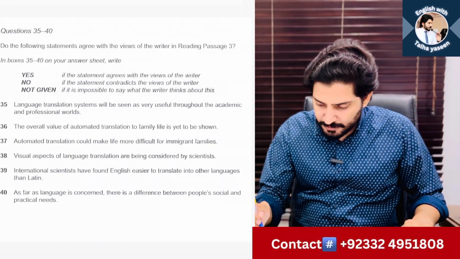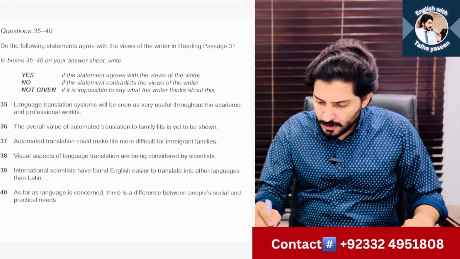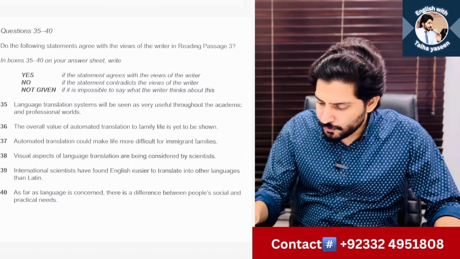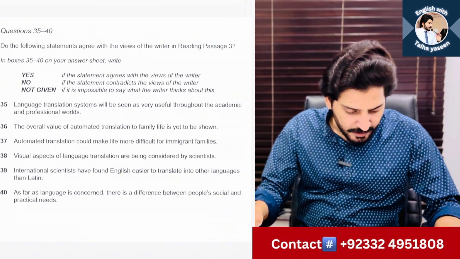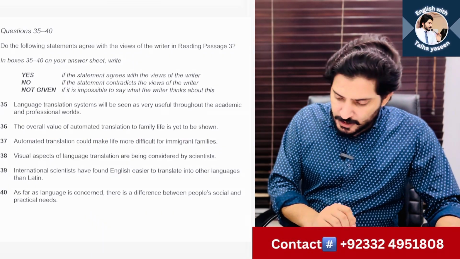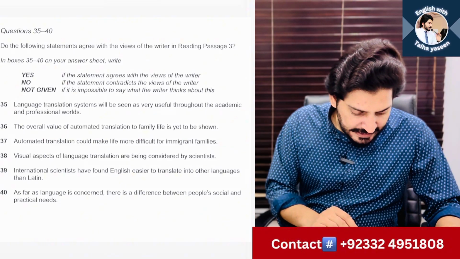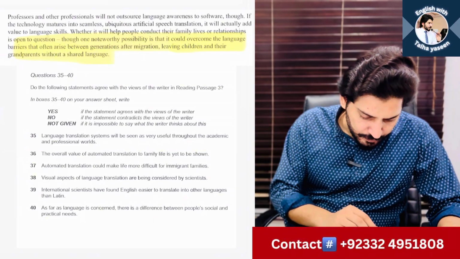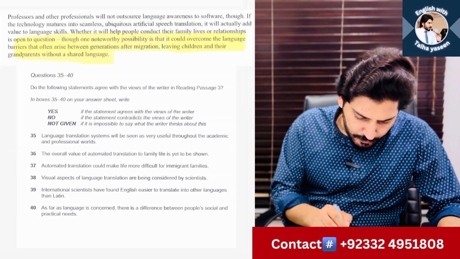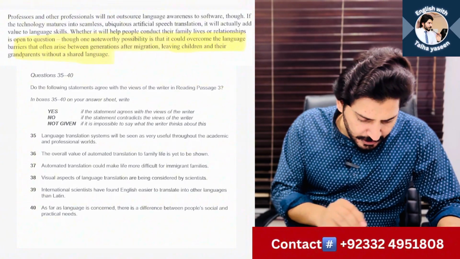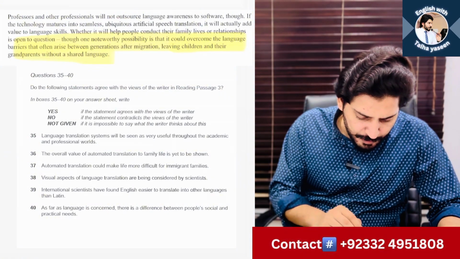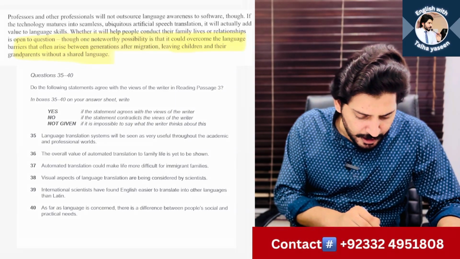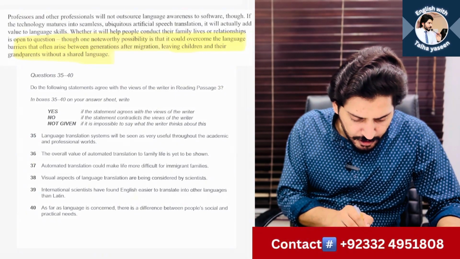Question number 37. Automated translation could make life more difficult for immigrant families. Let's find the words immigrant families. Same passage, second last line: it could overcome the language barriers that often arise between generations after migration, leaving children and their grandparents without a shared language.